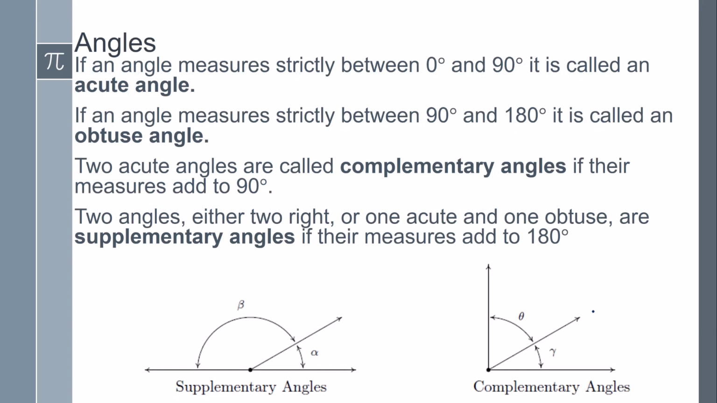Now, a relationship between these angles is if an angle is between 0 and 90, we would say that it's an acute angle. If it's between 90 and 180, it's an obtuse angle. And if two angles add together to equal 90 degrees, we call them complementary angles. And if two angles add together to equal 180 degrees, we call them supplementary angles.